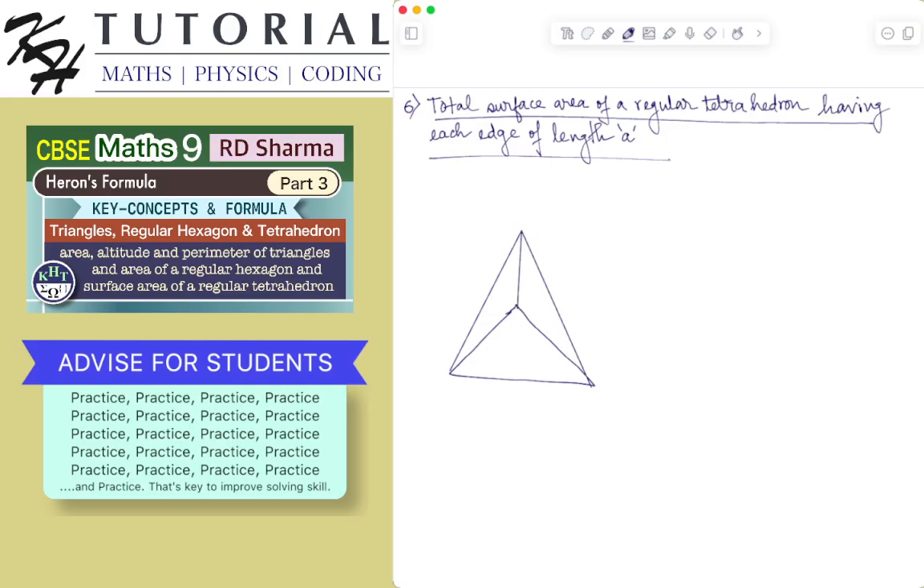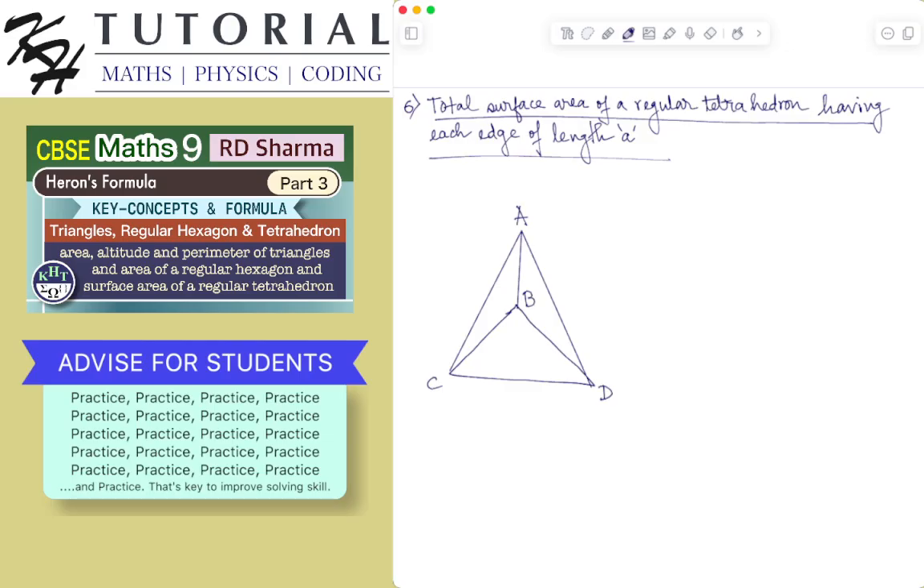So let's say this is the regular tetrahedron. Basically, how many vertices are there in a regular tetrahedron? There are 1, 2, 3, 4. There are 4 vertices. The base is also an equilateral triangle. Basically all the faces are same or identical equilateral triangles. So let's say A, B, C, D be the regular tetrahedron.